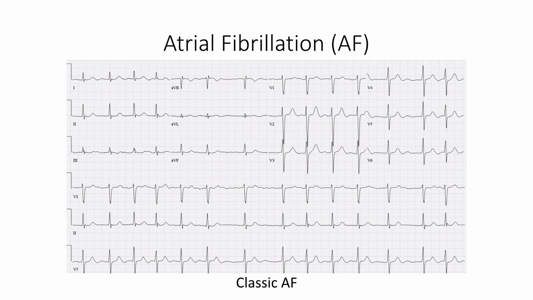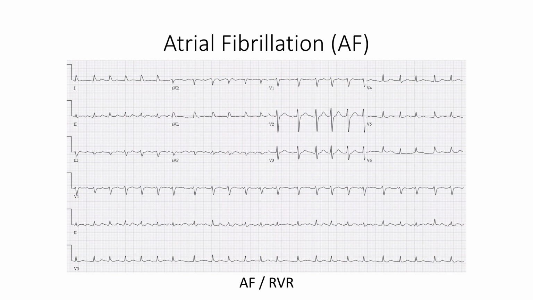Here's an example of AF that has a more fine atrial fibrillatory electrical activity. Notice how the baseline electrical activity is less choppy here. And as we mentioned, the QRS waves are highly irregular and the next wave cannot be predicted. This is classic atrial fibrillation.